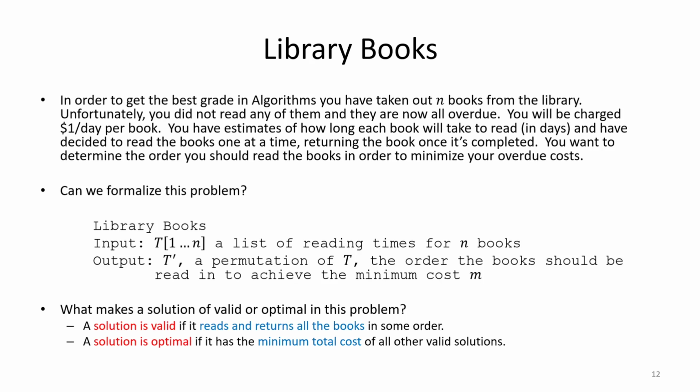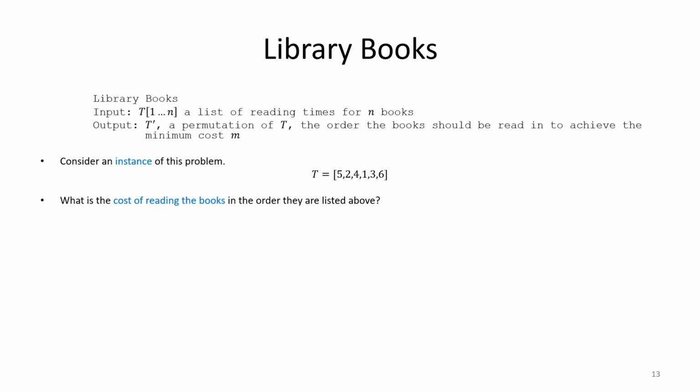Okay, so I guess we got spoilers here, but what are the conditions of validity and optimality? Well, we already highlighted this when we were trying to come up with our output there. Valid is it's got to read and return all the books in some order. That's the permutation criteria. And then optimality is minimizing the total overdue cost. All right, let's explore the problem a little bit more.